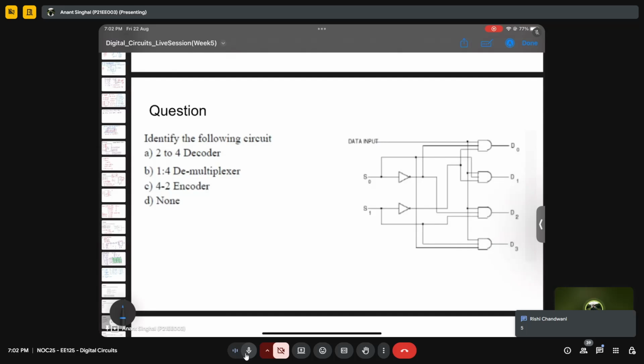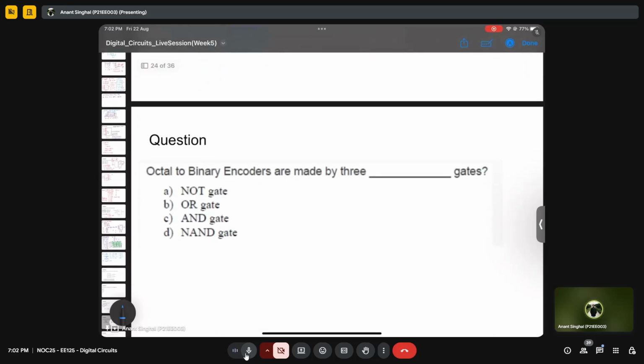Okay, it says identify the following circuit. 2 to 4 decoder. 1:4 demultiplexer, sir. So this particular circuit has a single input, and it has 2 select lines and 4 outputs. So it is a 1 cross 4 DMUX. It is option B. Okay, let's skip this also.